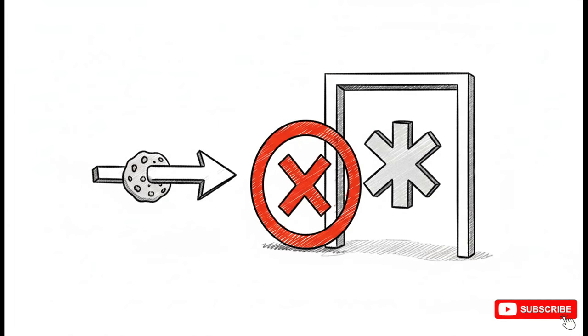Pitfall number 2, trying to use credentials with wildcards. This is a big one. There's a hard and fast browser security rule that says you absolutely cannot use a wildcard for your allowed origin if you're also trying to send credentials, like cookies or auth headers. If you set Access-Control-Allow-Credentials to true, you must specify an exact single origin, no exceptions. The browser will just block it every time.